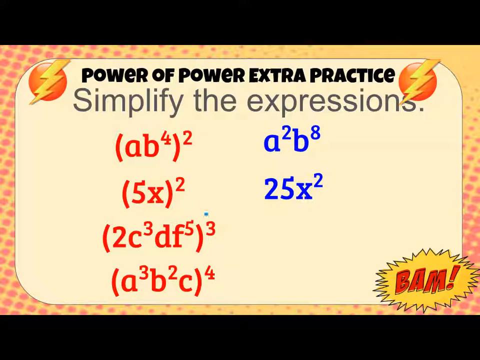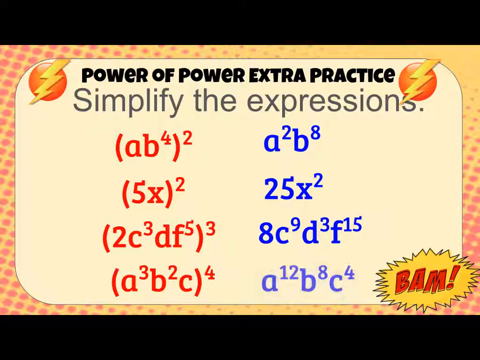The next one, we've got 2 to the third power, c to the 3 times 3. There's really a 1 here for the d. D to the 1 times 3, and f to the 5 times 3 simplifies down to this. And then the last one, you've got a to the 3 times 4, b to the 2 times 4, and there's really a 1 here for that exponent. C to the 1 times 4 gives me c to the 4th.